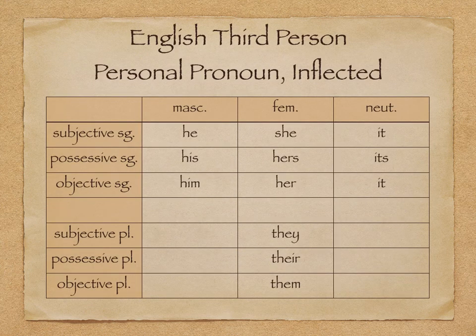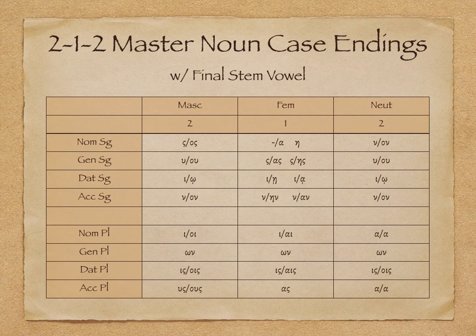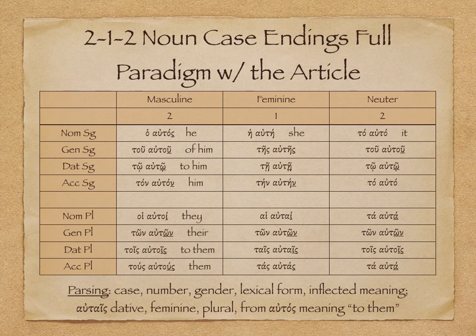Let's review third person personal pronouns then. He, she, it. Possessive his, hers, its. The objective him, her, it. And then the subjective they, their, or of them, and objective them. Autos, we'll notice, is declined like a second declension noun and follows the 2-1-2 pattern. We have here the noun case ending and then the case ending with the final stem vowel, and you'll recall this, and here's what it looks like with autos.